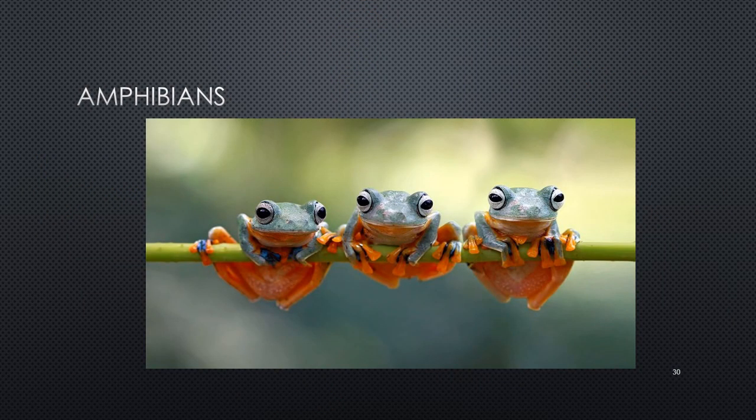Okay, let's move on to amphibians. We've gone through fish, now we're moving on. We've started sort of in the water, now we're starting to come onto land, but still with a connection to water. Water is still extremely important to amphibians.